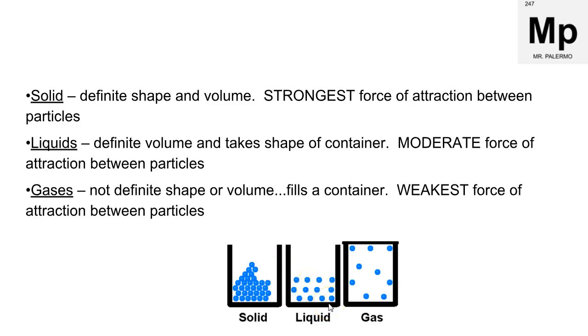Gases, lastly, have no definite shape or volume. They always fill the container. There's a lot of space between them. They have the most potential for movement, and they have the weakest forces of attraction between the particles holding them together, and that's why they're so spread out.